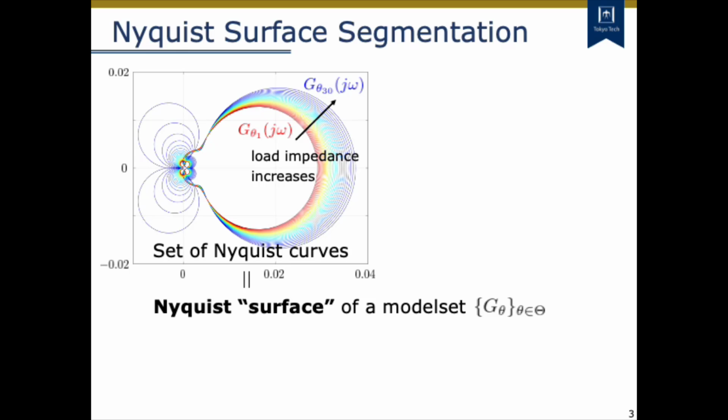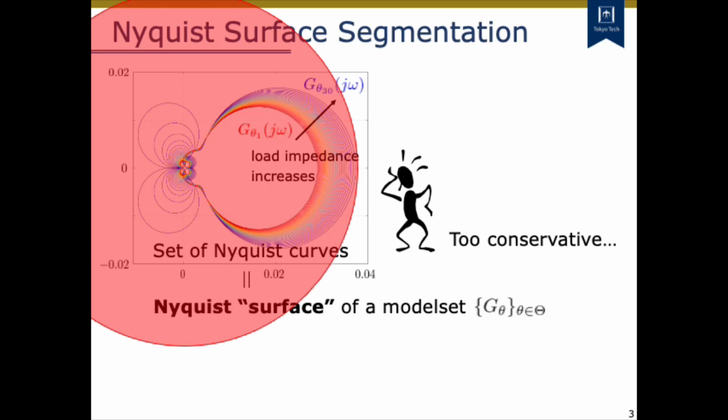Here, let's consider the modeling of this uncertain system based on the expression of geometric domains. One possible way is to cover the Nyquist surface by a big disk like this. The radius of this big disk corresponds to the worst-case gain considering the variation of all load parameters. However, it is clear that such an expression is too conservative, as you can easily imagine from this figure.